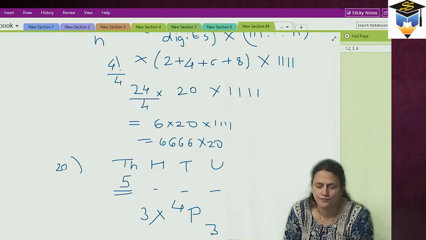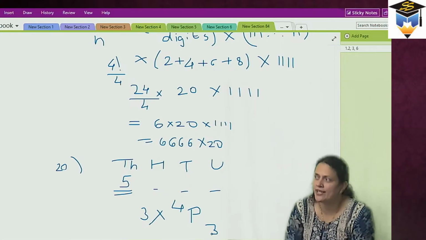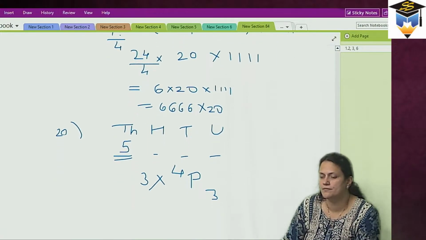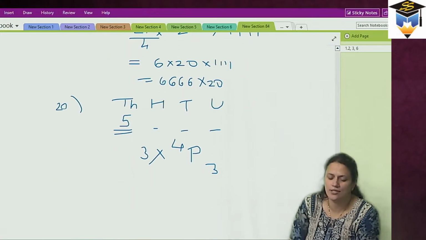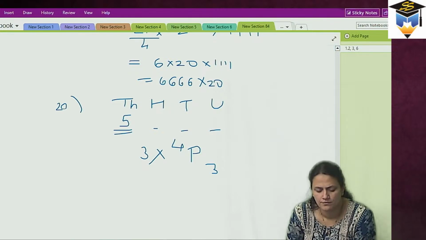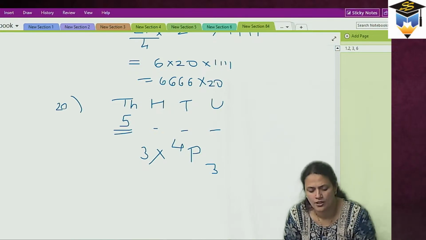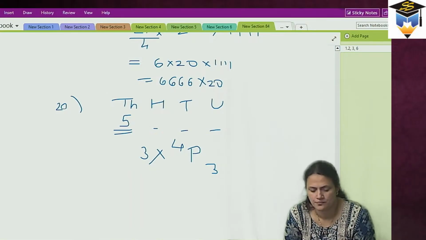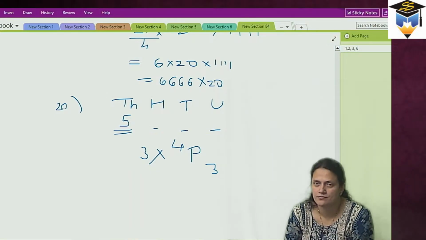Understood? Write it down. Write it down in this way. You can think and solve by other ways too. But I'm going to tell you the easiest way.